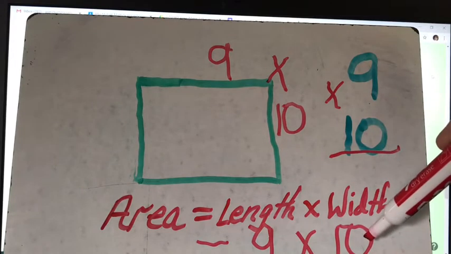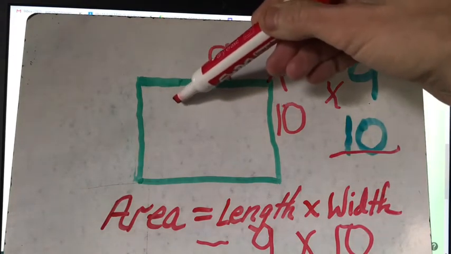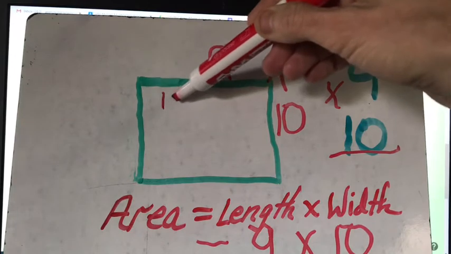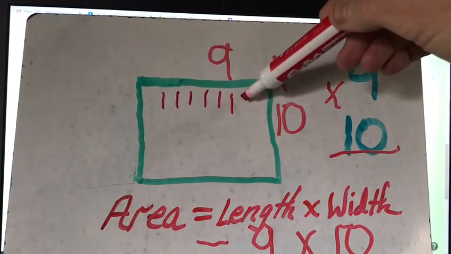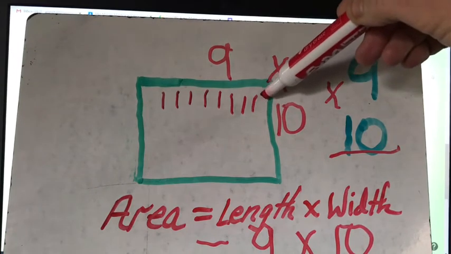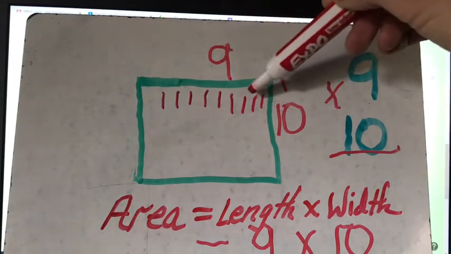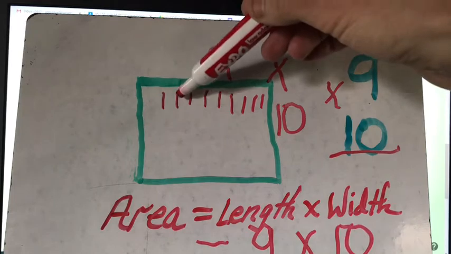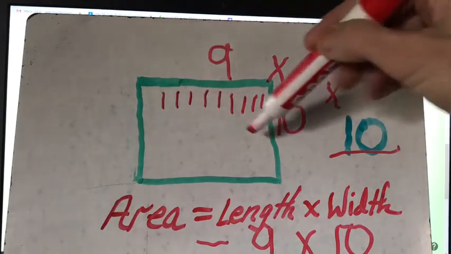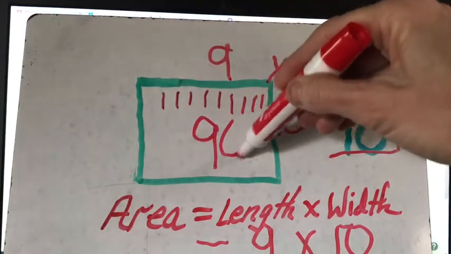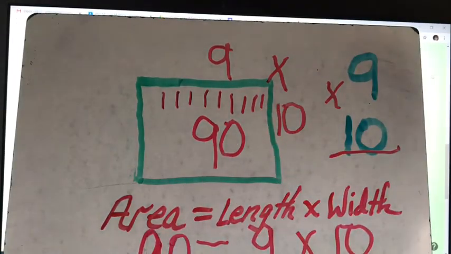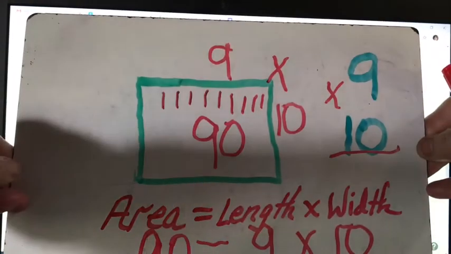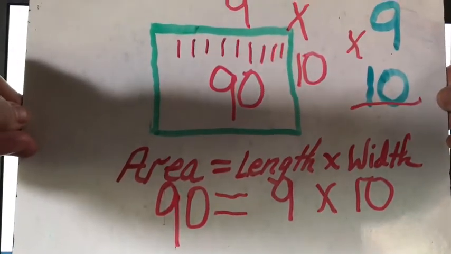And if I count by tens, 9 times, so if I go 10, 20, 30, 40, 50, 60, 70, 80, 90. 1, 2, 3, 4, 5, 6, 7, 8, 9. So 9 bundles of 10. 9 times 10 is 90. So our area of the garden is 90.